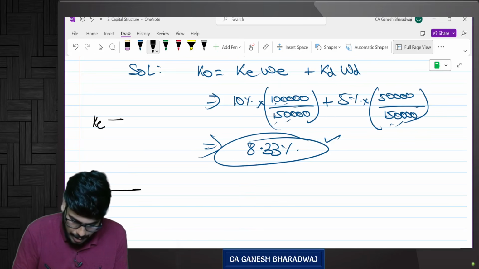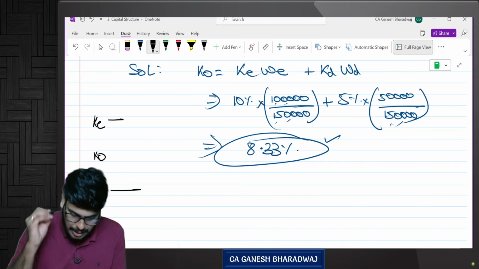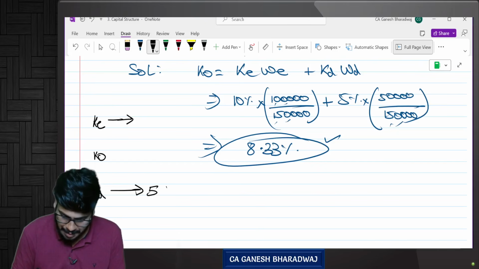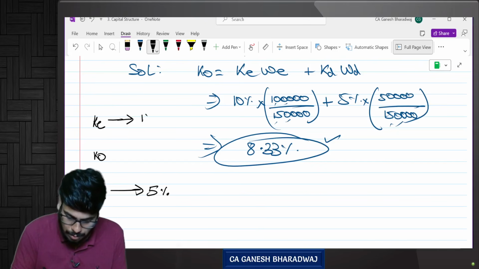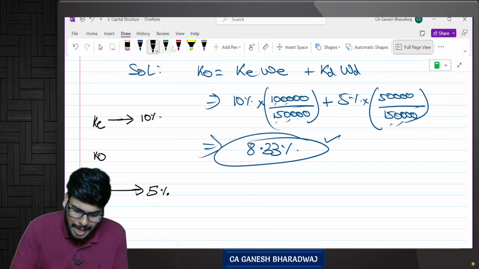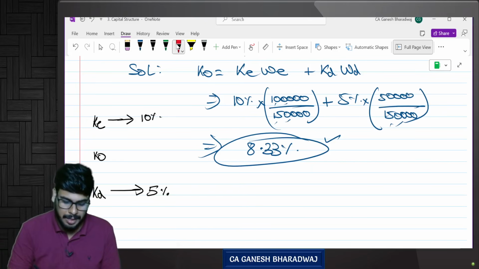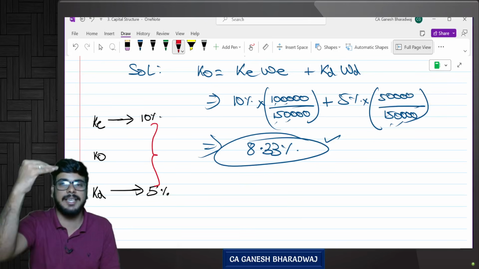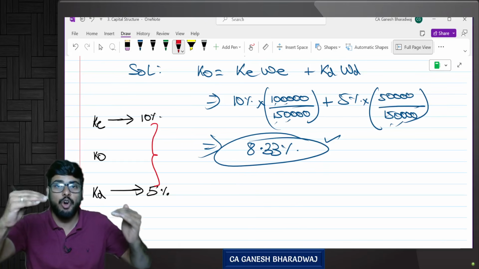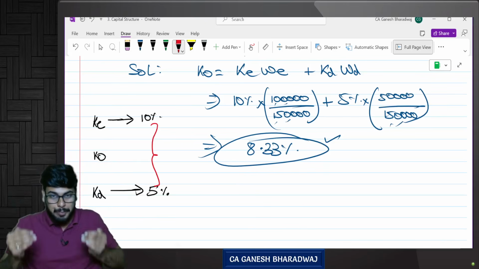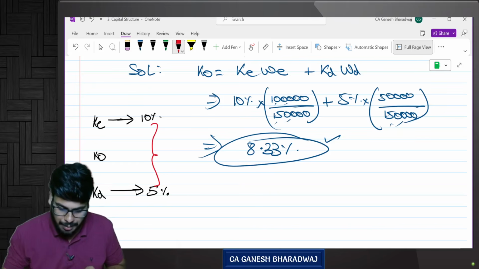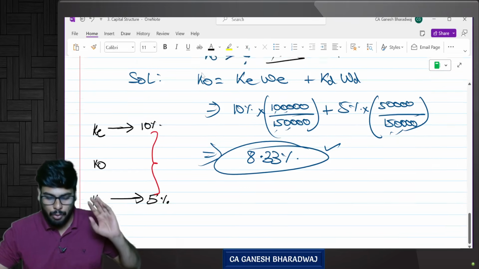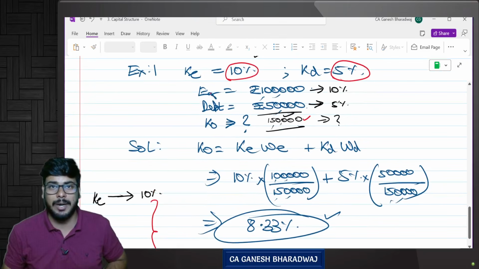Or in other words, you can say that KE, KD, and KO. Now, in this case, what is my KD? 5%. What is my KE? 10%, right? And always remember, KO lies somewhere between this KD and KE. It cannot go beyond KE. It cannot go below KD. Why? Because what do you mean by overall KO? Overall cost of capital. That is the cost pertaining to 1,50,000.